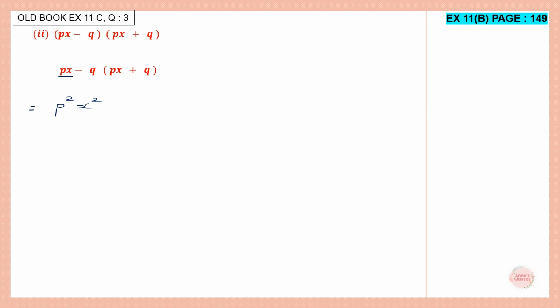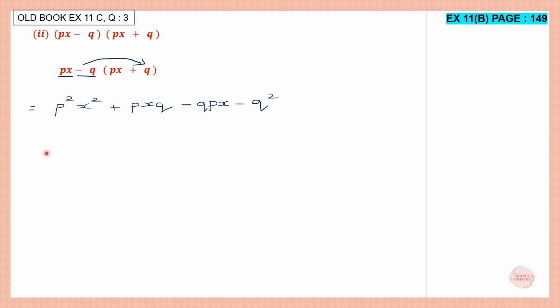Let's multiply px into plus q. So that will be plus, then p, x and q as it is, because we are multiplying them. The next one is we multiply minus q into px. So the sign is going to be minus, then it will be q, p and x as it is. Now we are going to multiply minus q into plus q. So the sign is minus, q into q is q square.